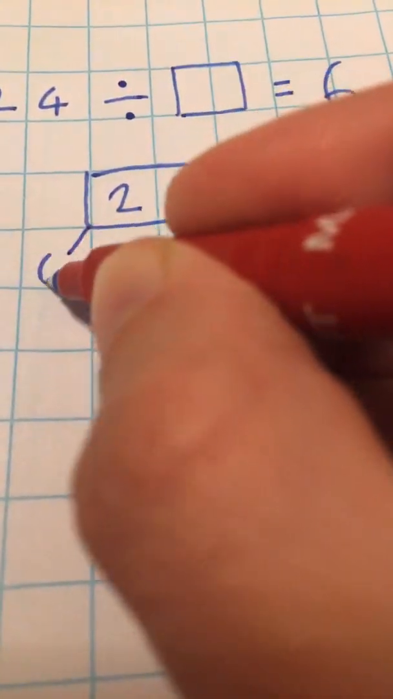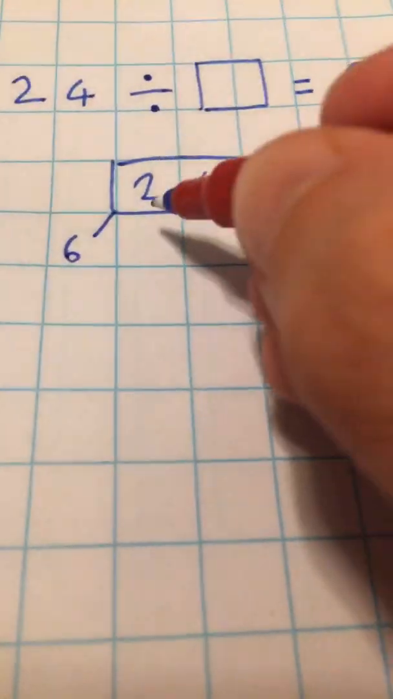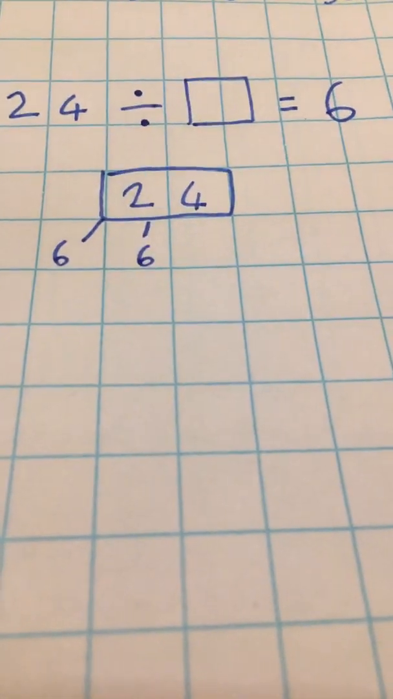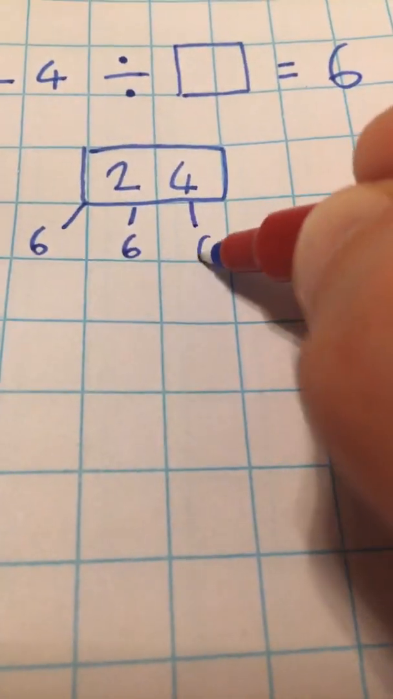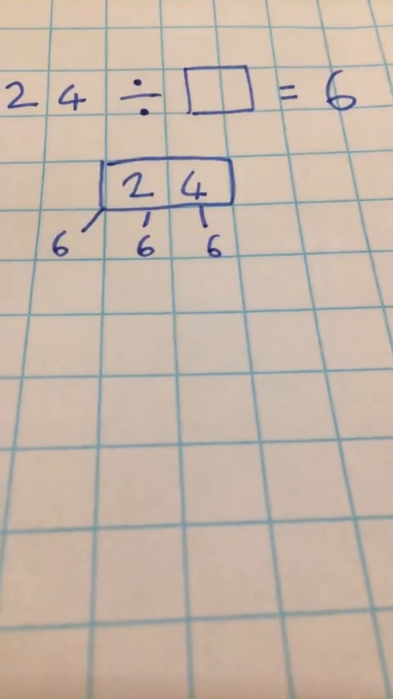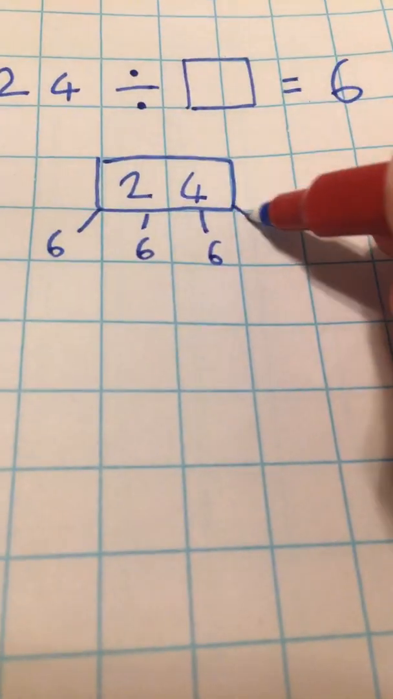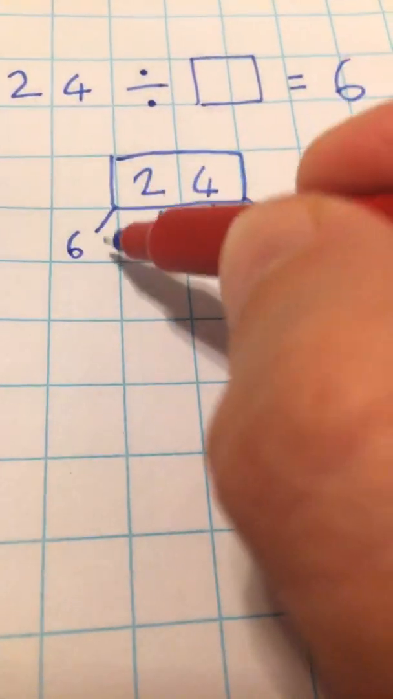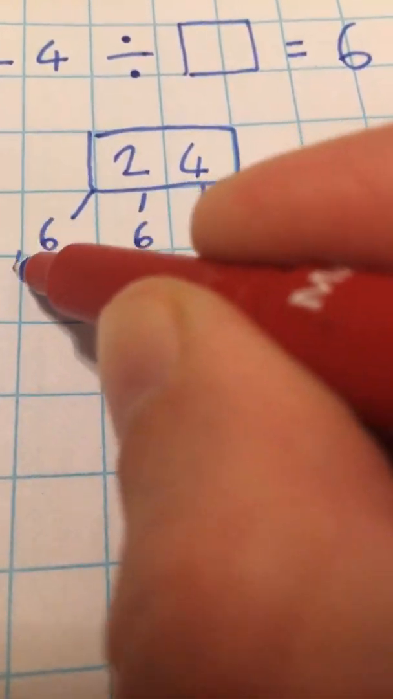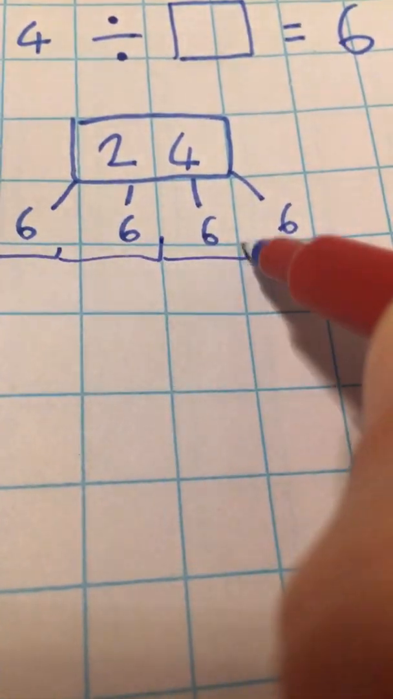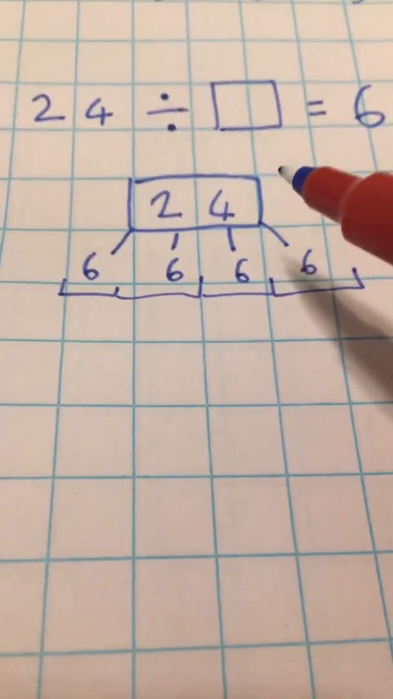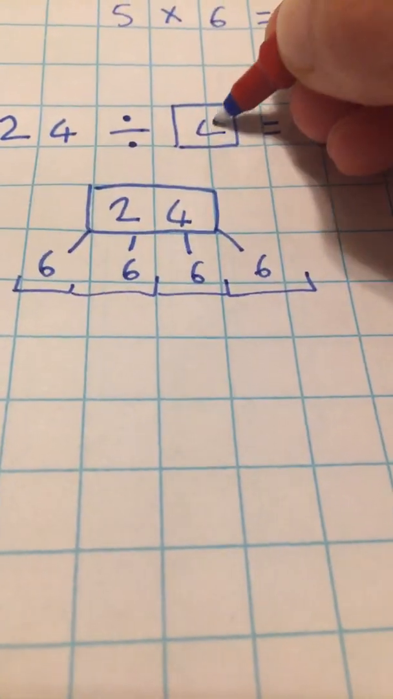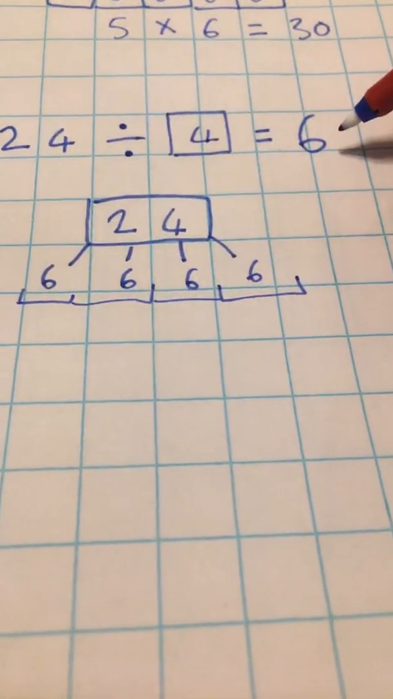And I can count as I go along. Okay, so there's one box of 6 and another one of 6. 6 plus 6 is 12. We can do another one. 6, that would be 18. And another one, 6. That's 24. Okay, so now I can see I've split this number into 1, 2, 3, 4. I've taken 24 and I've split it into 4 to make 6.